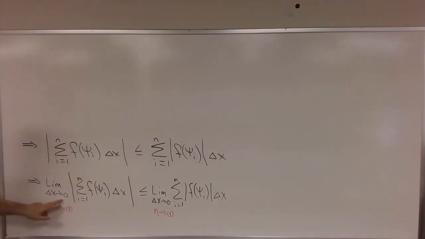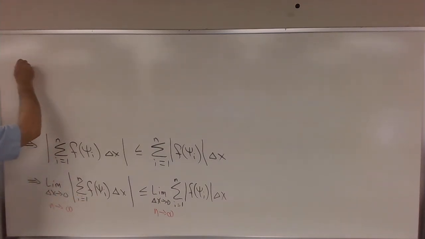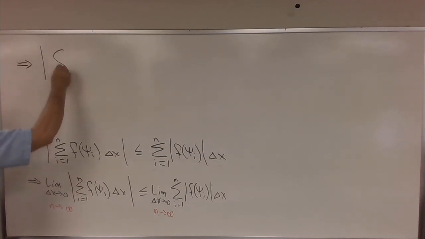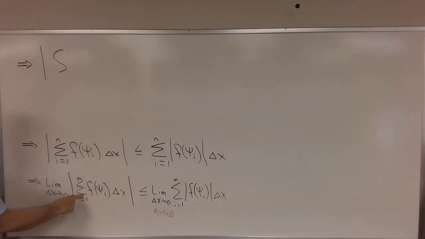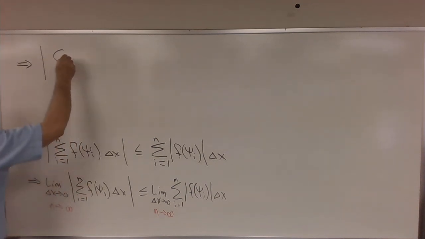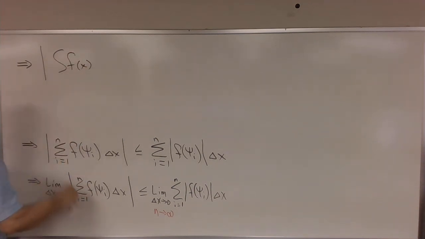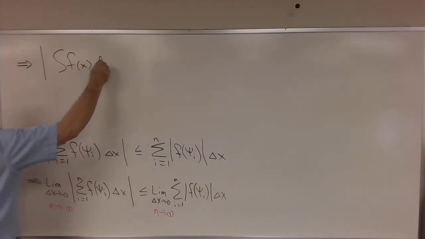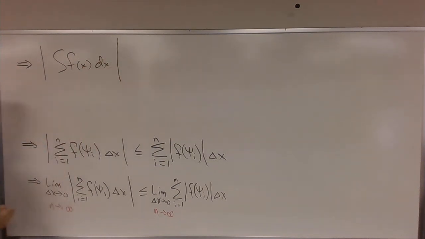Let's see, what happens as delta x goes to 0 here? This thing turns into an integral. So we get the absolute value of the integral. The summation sign turns into an integral sign. The psi sub i will turn into x. The delta x will turn into dx. And the limits on the integral sign are the endpoints of the interval that we partitioned into subintervals.